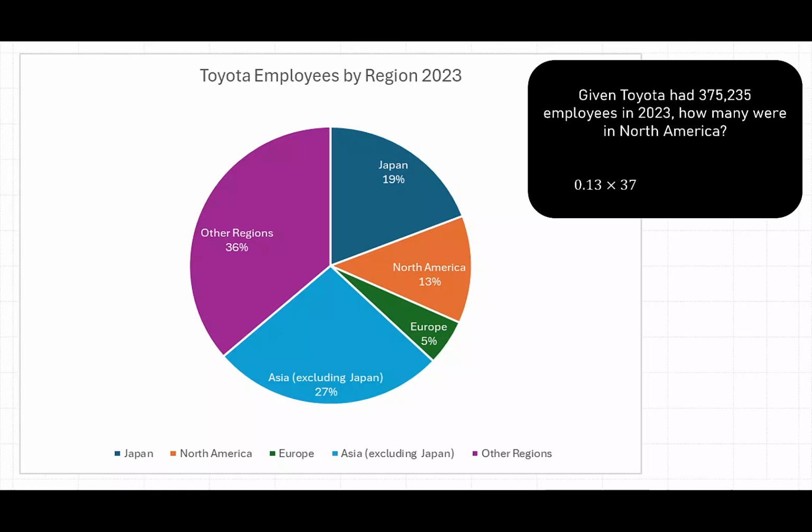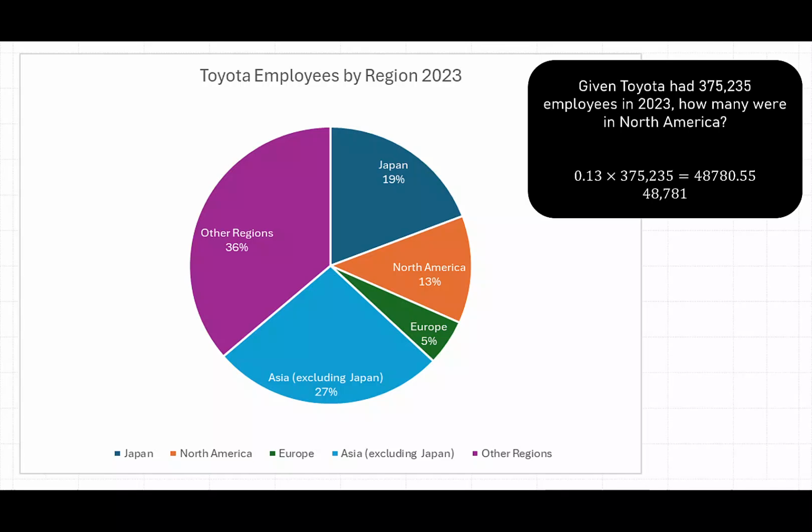We have 0.13 times 375,235, which gives us 48,788.55. Because we're talking about people, we don't like to have decimals, so we're just going to go ahead and do traditional rounding here and call this 48,789. Let's try one more.